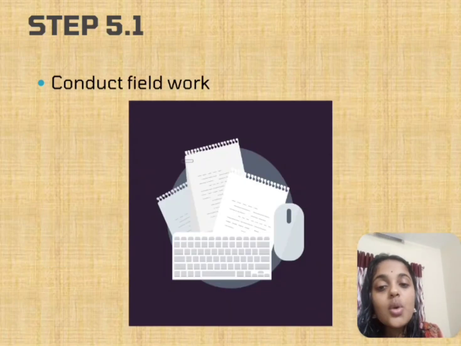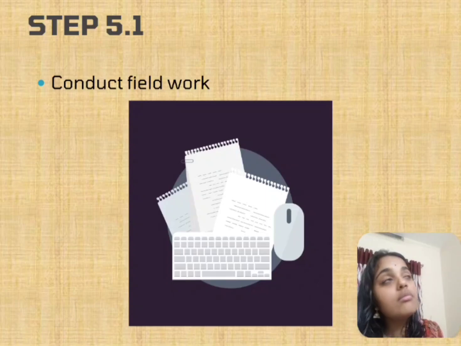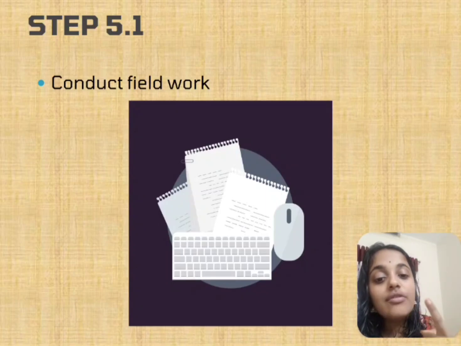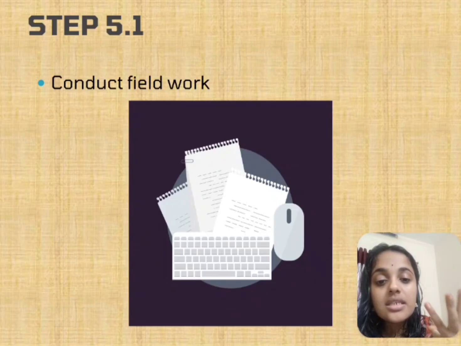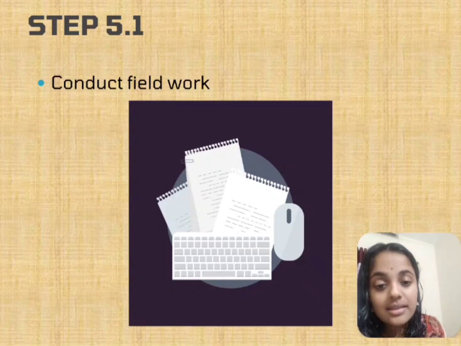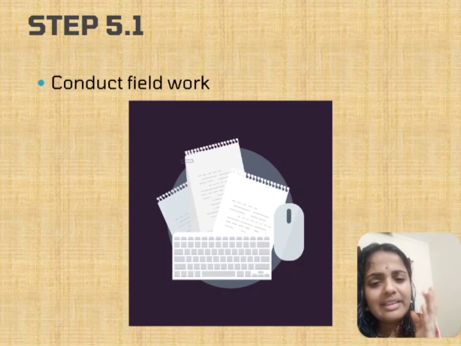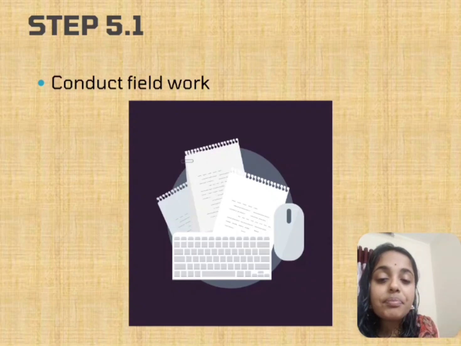The next step is to conduct the field work. So first we selected the target population, then we determined the sampling frame. After determining the sampling frame, we chose the appropriate sampling technique, that is non-probability or probability sampling. As the fourth step, we determined the sample size, which is also a tricky step. The next step is to conduct the field work and what?